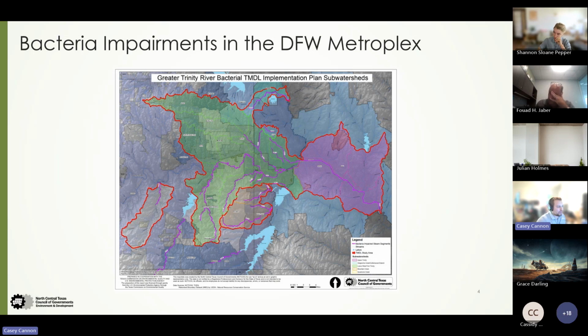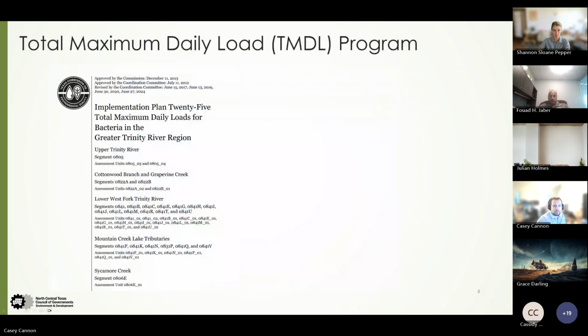These watersheds, which are represented by the red outline, comprise our total maximum daily load project area and the watersheds within. If you aren't familiar with the term, the TMDL, the total maximum daily load, is basically a budget for a pollutant that a waterway can receive and still safely maintain its designated use. And then within those red watersheds, we have the purple segments. Those are the individual impaired segments. And a bit more information about our program.